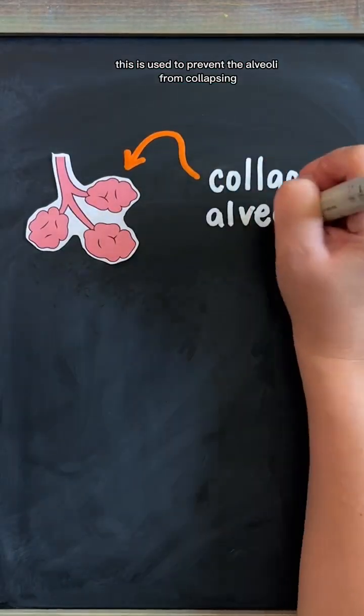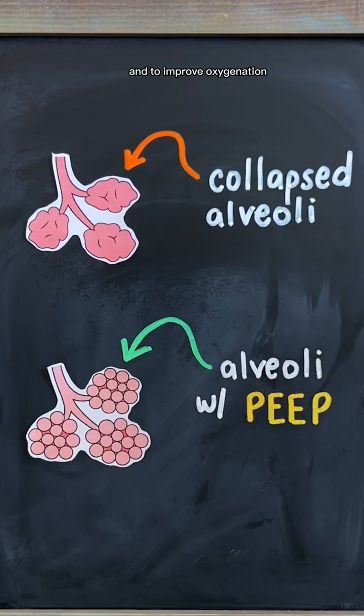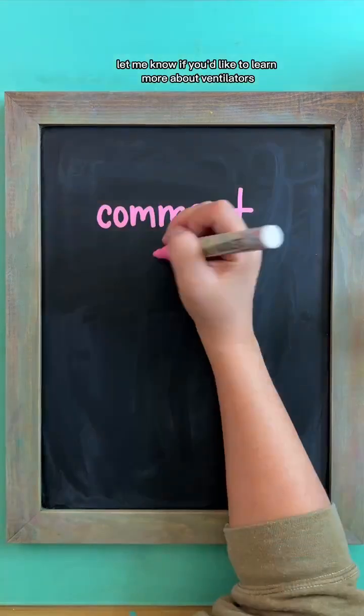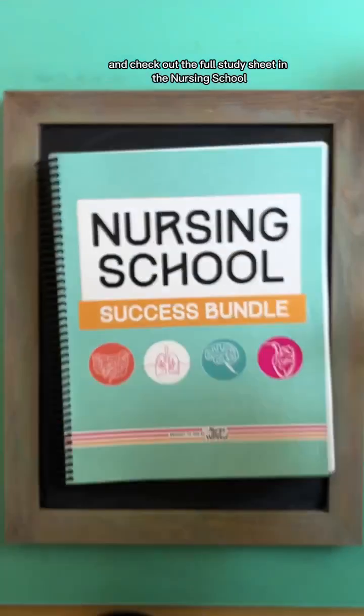This is used to prevent the alveoli from collapsing and to improve oxygenation. And rate refers to the number of breaths per minute that are delivered to the patient.